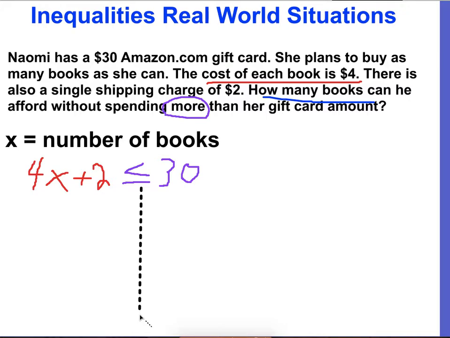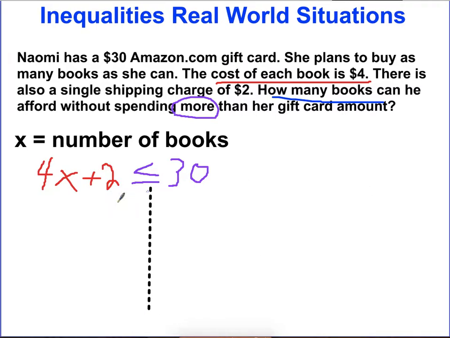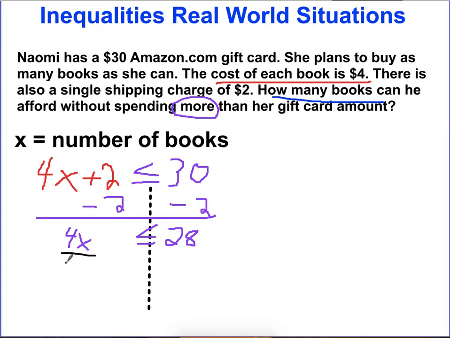Let's go ahead and try it out. So let's do inverse operations, minus 2. This is just like solving from before. The difficult thing here is writing the inequality. So here I need to then divide by 4 on both sides. So then I get x is less than or equal to 7.